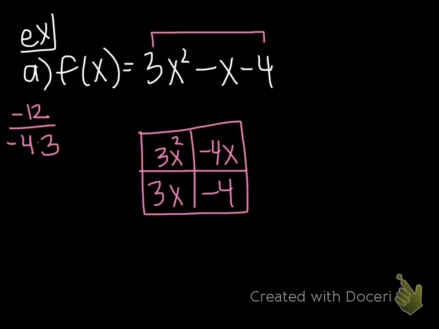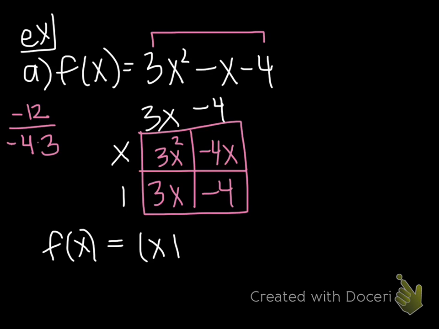And now we're going to go around and find the outside. So for this spot right here, I can take out a 3x. Comparing those 2 terms, the only thing they have in common is an x. Over here, the 2 terms have in common negative 4. And that bottom set of numbers, 3x and negative 4, they only have a 1. So now I factored it, and I get x plus 1 and a 3x minus 4.